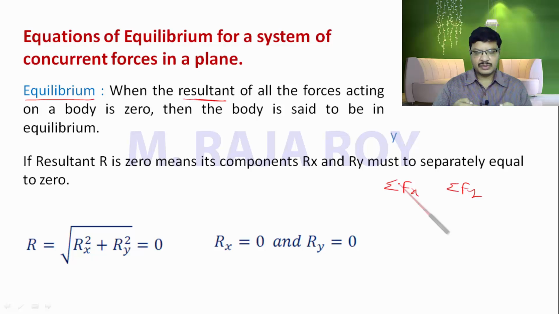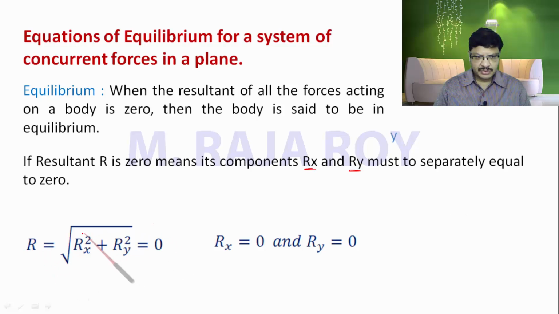Not only with two forces, with 4 forces, with 6 forces, with 3 forces also we can get the equilibrium condition. That means the net effect of all those forces on the object is 0. So if the resultant is 0, its x component and y component must be separately equal to 0. If one of them is not equal to 0, then the total R won't become 0. Only if both are zero will R become 0. So Rx is 0, Ry is 0.